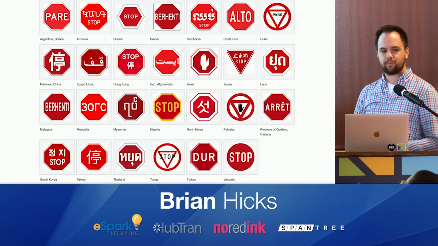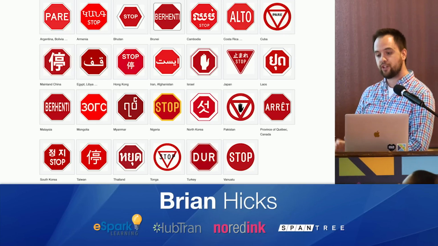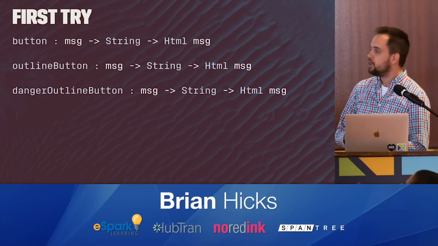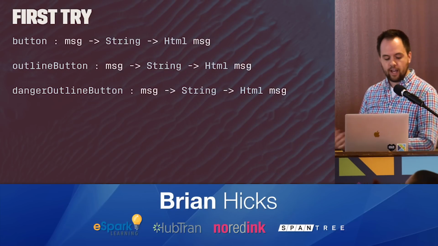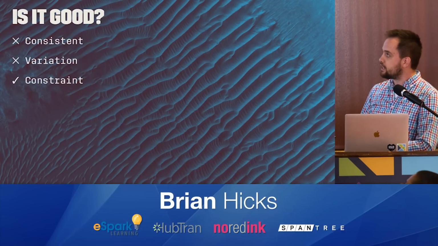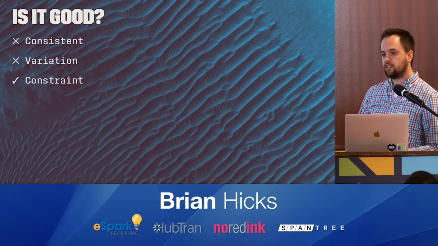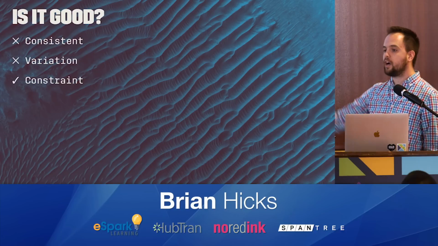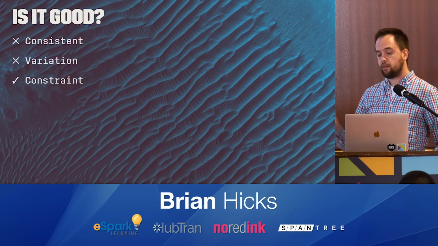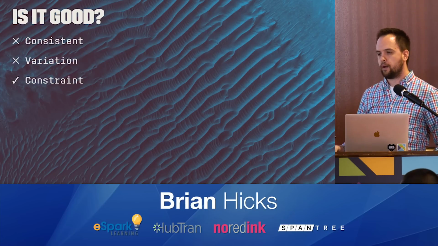So let's take these principles that we've learned from stop signs about consistency and variation within constraint and apply them to our APIs. Our first try here was button, an outline button, and a danger outline button. Is this good according to our criteria? Well, not really, no. It's not consistent. It doesn't allow for variation without copying and making more inconsistency. The one thing it does have is constraint, but unfortunately we're over-constrained here. We can't actually express ourselves very well.